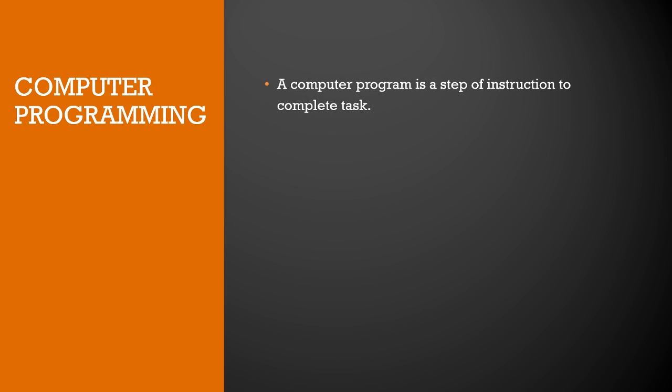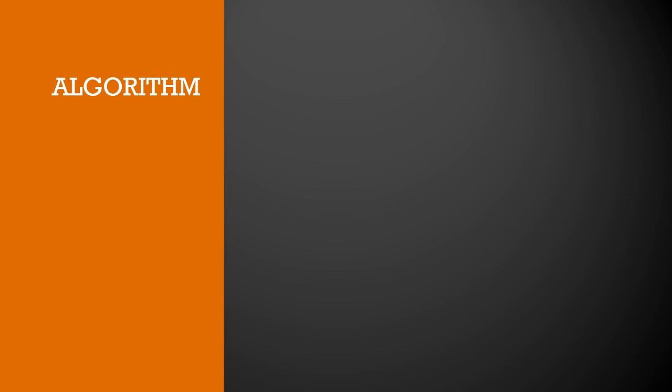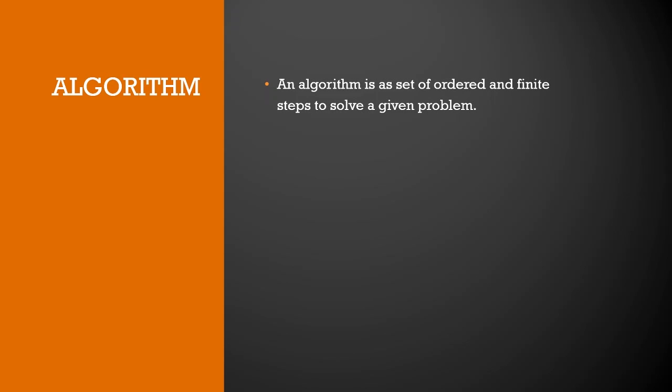So what is a computer program? A computer program is a step of instructions to complete a task for a computer. What is an algorithm? An algorithm is a set of ordered and finite steps to solve a given problem. Okay, so let's say you have a problem. A problem is kind of any project. Displaying the sum of two numbers, that's a problem, and there are ways you can solve it. So there will be a precise step to solve a given problem.